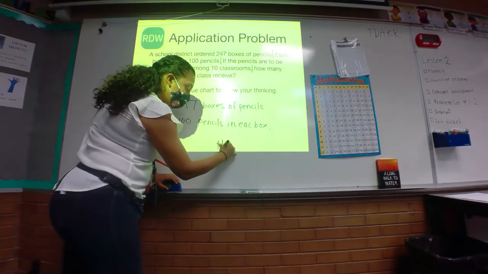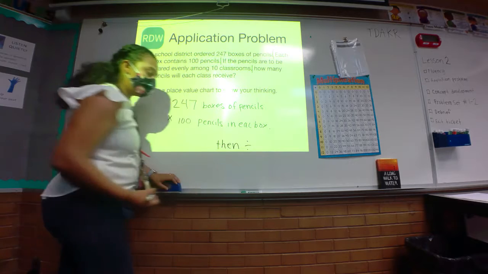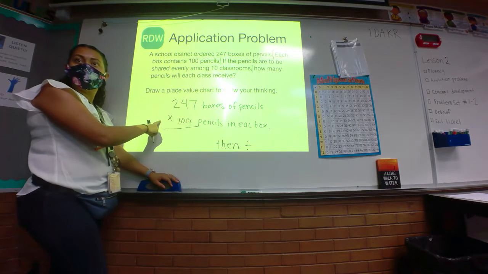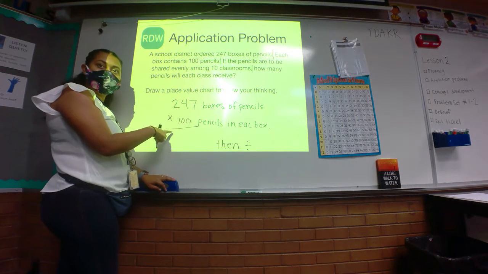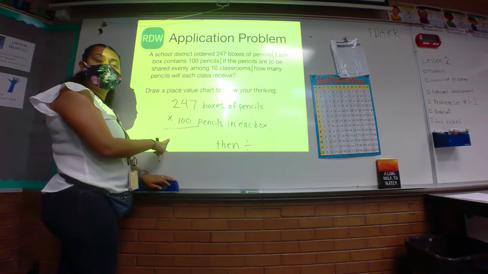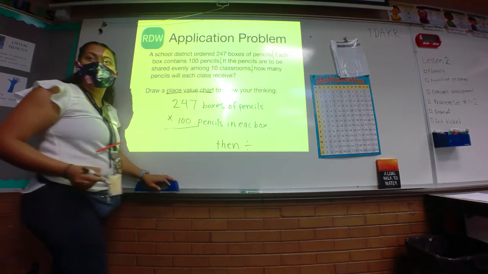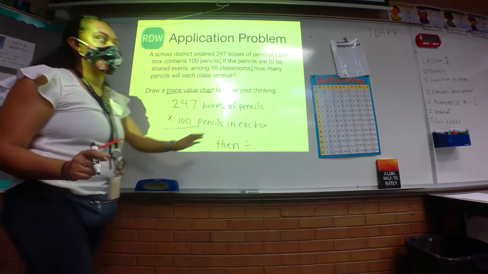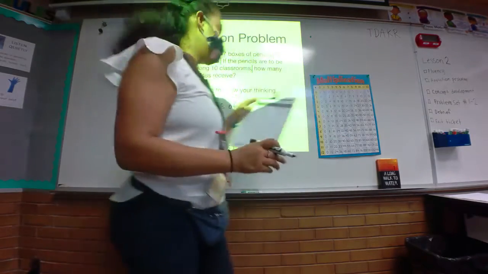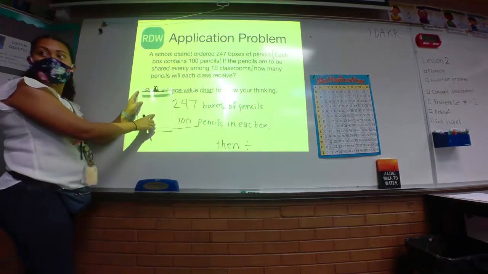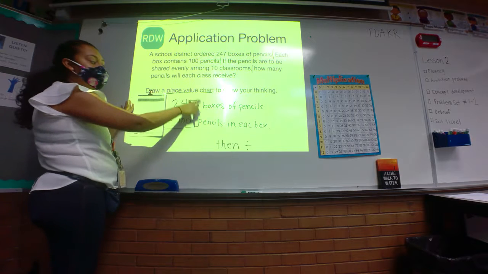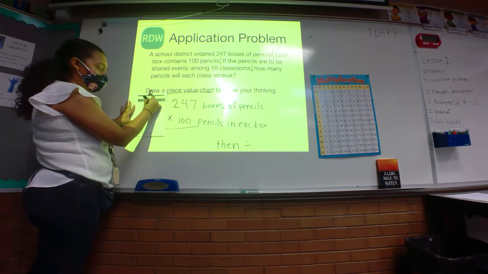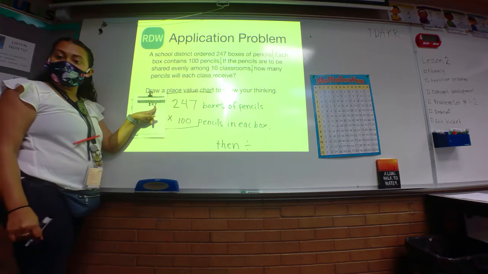Times and then y. Times, then divide our answer. Okay, let's do this one first. So we can multiply like this, or we can multiply using our place value chart. Okay, so grab your place value chart. Again, place value chart. And then put in your number, the whole 247. So that goes 2 in the 100, 4 in the 10, 7 in the ones.